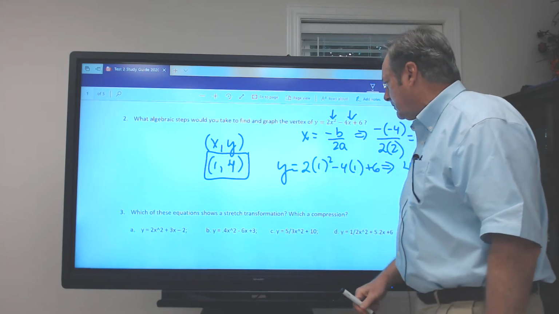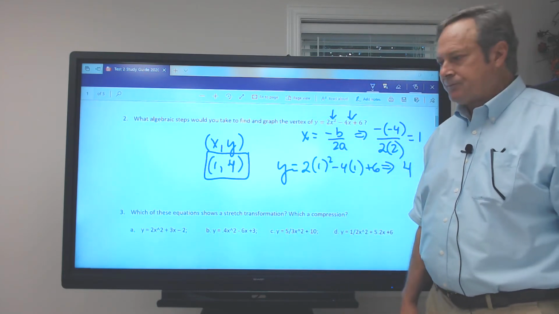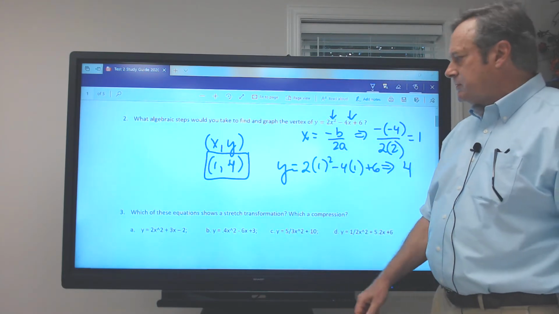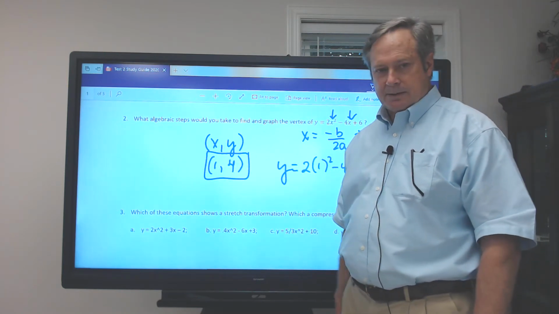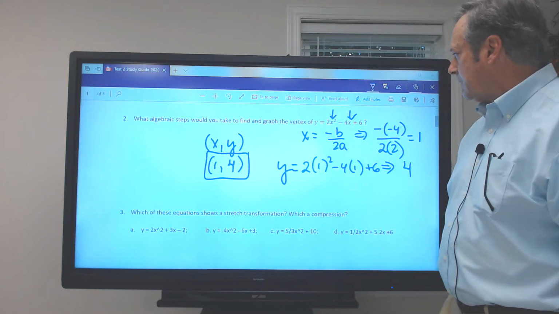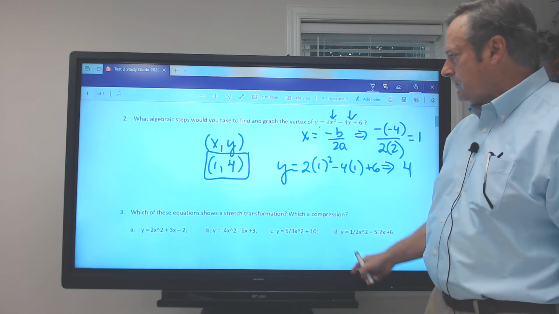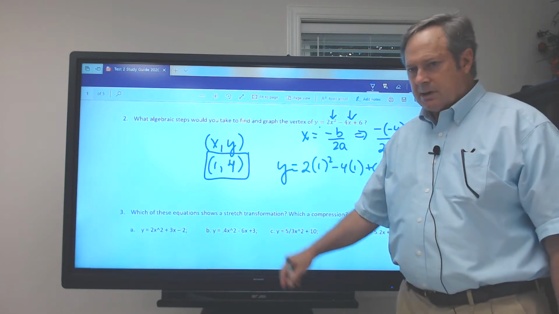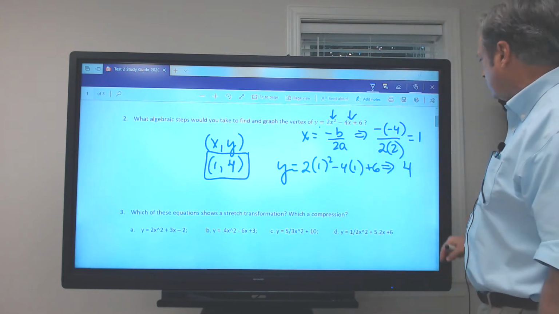So quick review: you start with the axis of symmetry, you find what x is equal to, that becomes the x value in the vertex, you plug x into the original equation to solve for y, and whatever number you get, there you have it. All right.